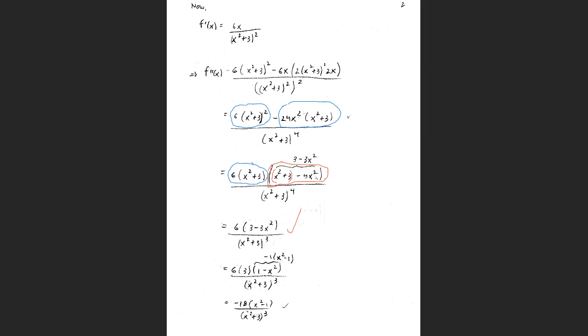Notice also that we have 6 times x squared plus 3. Well, we have an x squared plus 3 factor in the numerator, and we have an x squared plus 3 to the fourth factor in the denominator. What can we do with the exponents? What can we do with those?